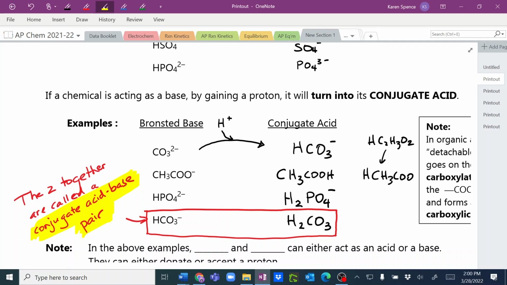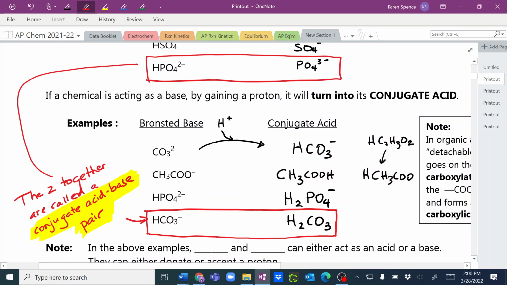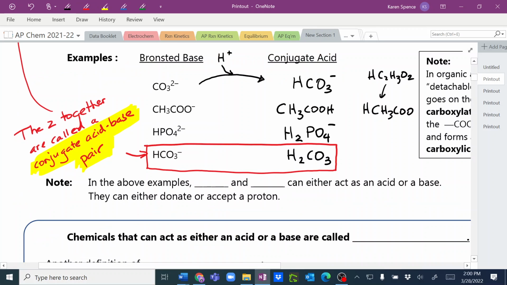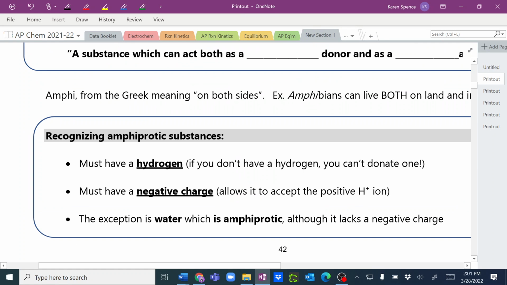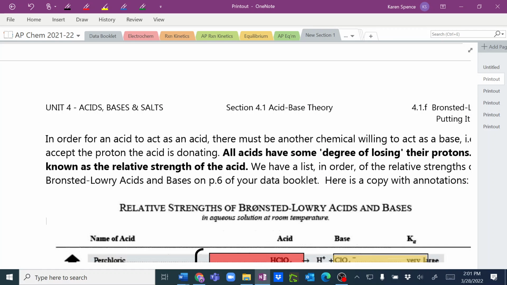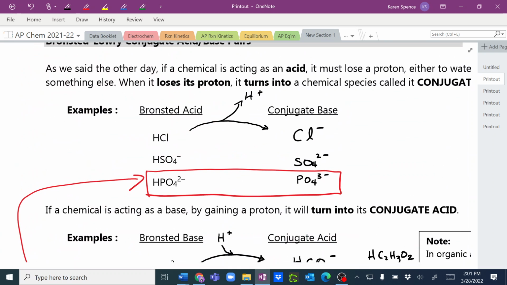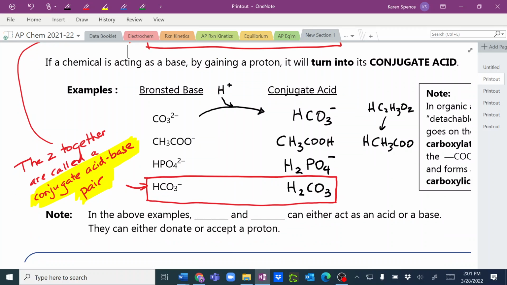So any pair, again, the two together are called a conjugate acid-base pair. Yes, any of those pairs. So when we go to, I wonder if I have a definition of this somewhere. No, I don't. So I'm going to actually write it down right now. We'll probably come across it later.